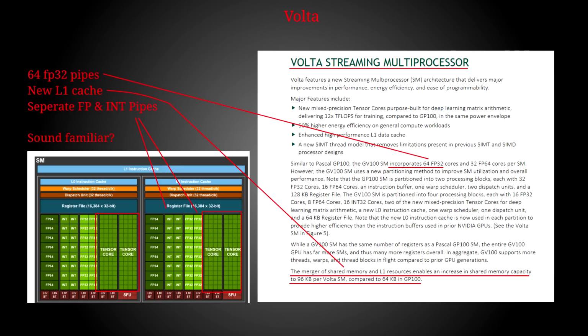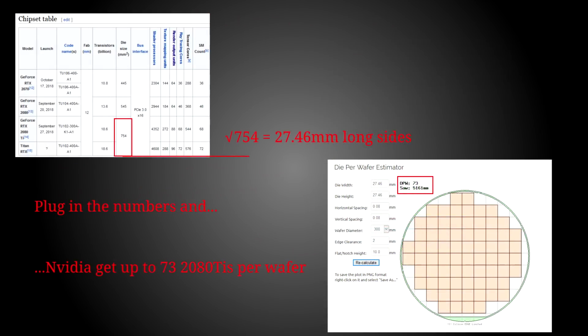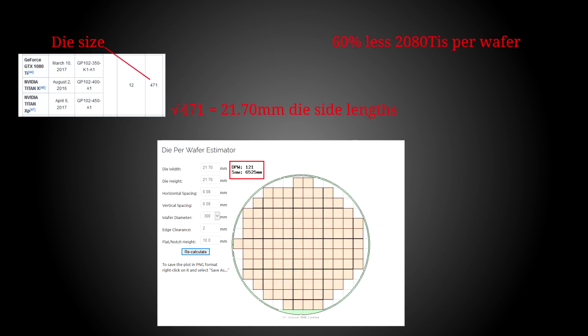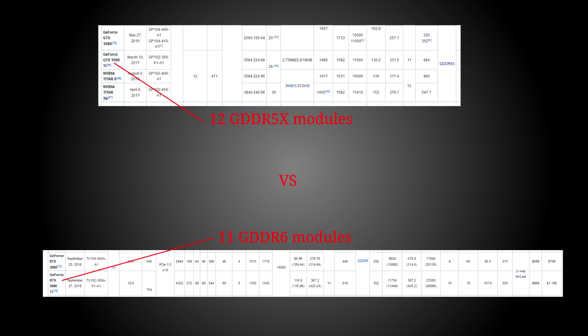Also, Turing has the new RT and tensor cores. These are in every SM, which seems to be the reason for the absolutely enormous die size increase. This increases the cost of the GPU, by making Nvidia only able to get up to 73 2080 Ti dies per wafer, compared to the 121 1080 Ti dies per wafer, meaning Nvidia is getting around 60% the number of dies as from the 1080 Ti with the 2080 Ti. Not only that, but the 2080 Ti uses GDDR6, although the 1080 Ti uses 12 GDDR5X modules compared to the 11 GDDR6 modules, so who knows what the cost difference is there.